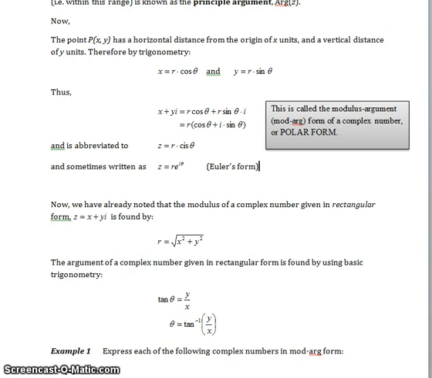So we'll stop there for this video, and we'll look at some specific examples of converting from rectangular form to polar form in the next video.